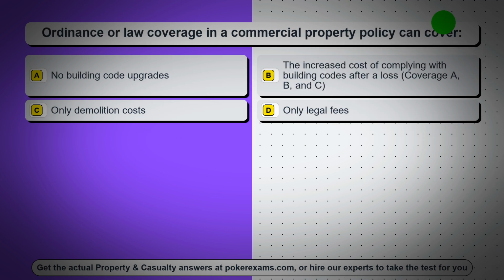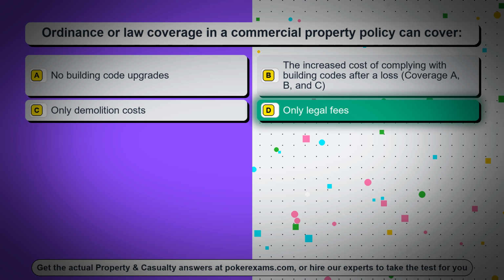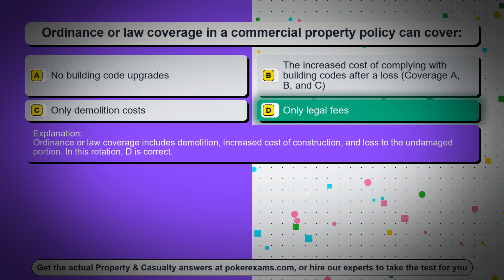Question 50. Ordinance or law coverage in a commercial property policy can cover. Option A, no building code upgrades. Option B, the increased cost of complying with building codes after a loss, coverage A, B, and C. Option C, only demolition costs. Option D, only legal fees. The correct answer is option D, only legal fees. Ordinance or law coverage includes demolition, increased cost of construction, and loss to the undamaged portion. In this rotation, D is correct.